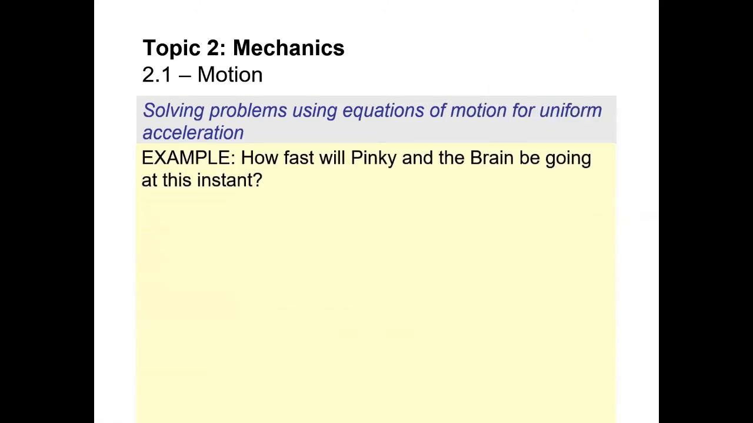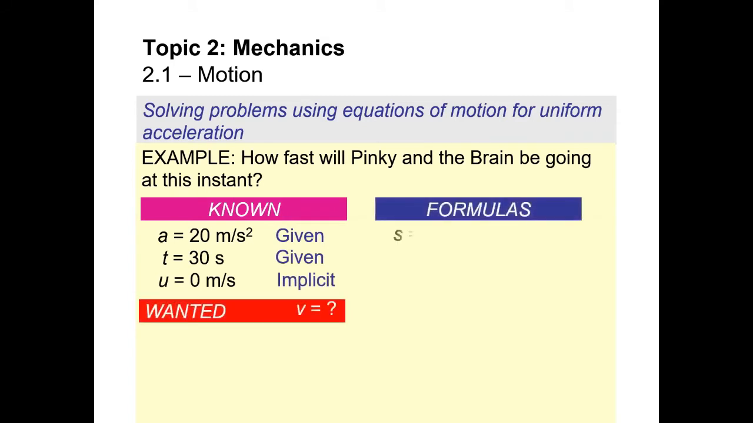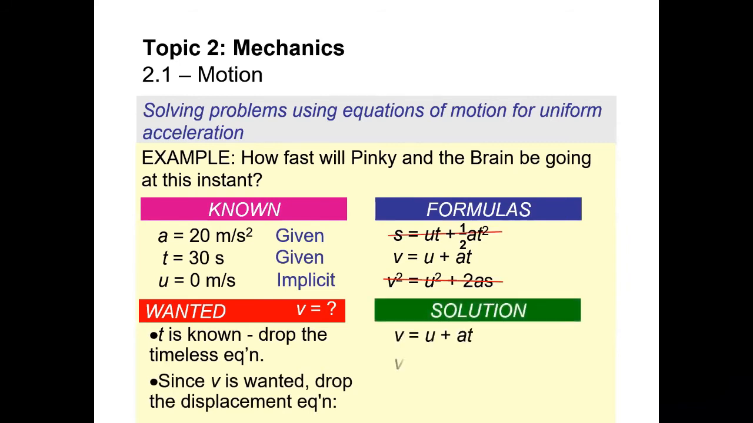How fast will Pinky and Brain be going at this instant? Acceleration is 20 meters per second squared, given. Time is 30 seconds, given. Initial velocity is 0 meters per second, implicit. We want the final velocity. Formula: since t is known, we cross out the timeless equation. Since v is wanted, we cross out the displacement equation. Initial velocity 0 plus acceleration 20, time 30. So final velocity is 600 meters per second.